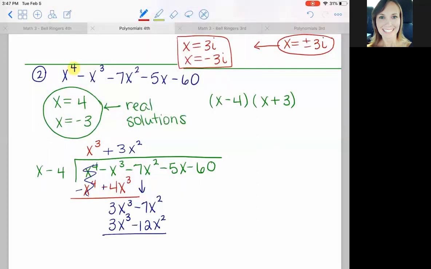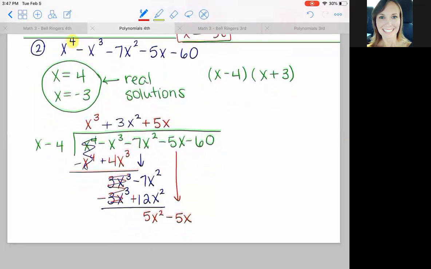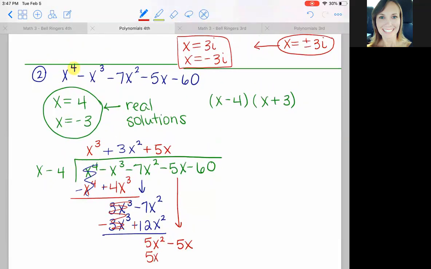Sign change again. These go away. They should always cancel out. And I have 5x squared. And it's positive because I have -7 plus 12. And then I bring down the -5x. So x times something is 5x squared. So it's x times 5x will give me 5x squared. I'm running out of room down here. And then -4 times 5x is -20x.